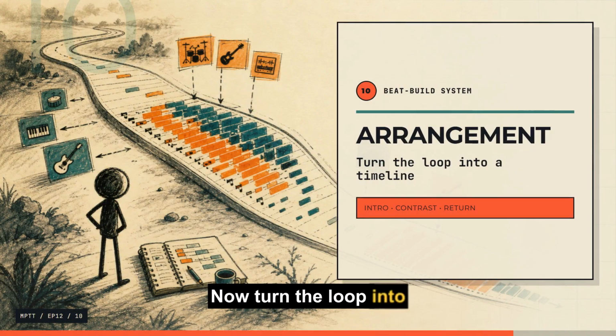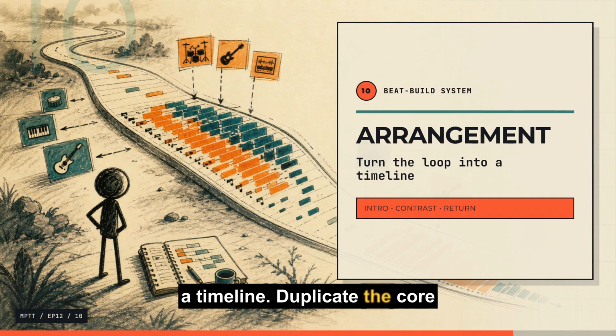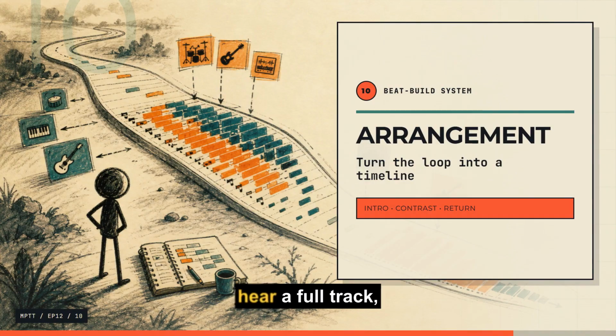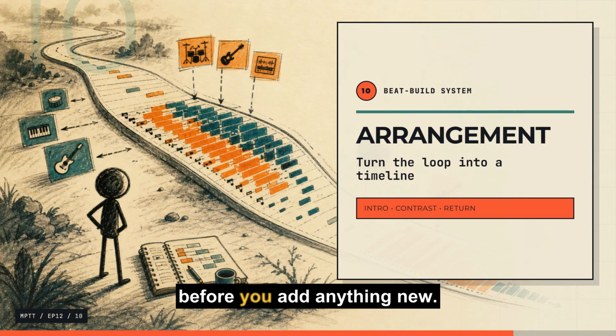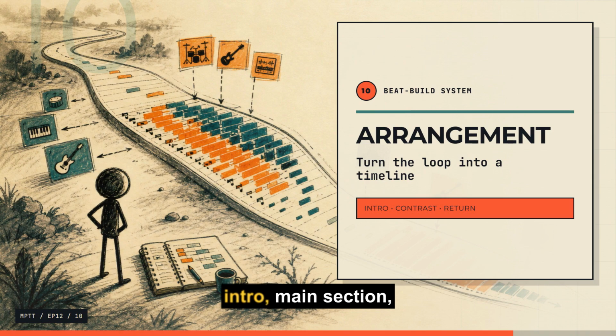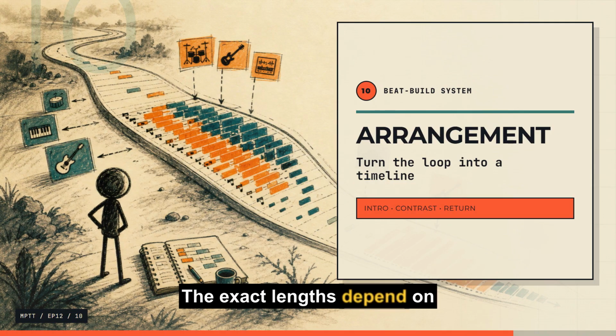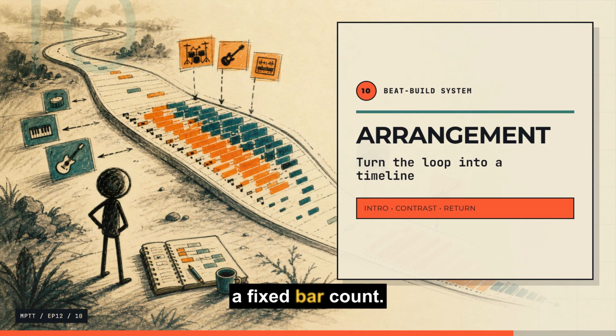Now turn the loop into a timeline. Duplicate the core material across enough space to hear a full track, then create sections by subtraction before you add anything new. A practical starting shape is intro, main section, contrast or break, return, and outro. The exact lengths depend on genre and energy, so listen instead of copying a fixed bar count.